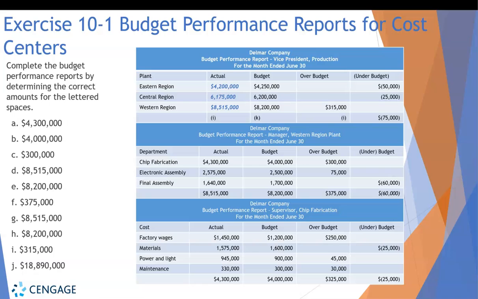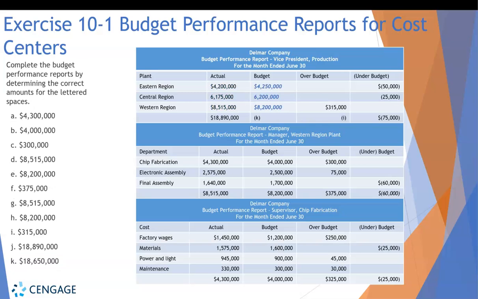Then for J, we've got a total here of $18,890,000. For K, we have a total of $18,650,000, and then for L, we've got an over budget of $315,000.